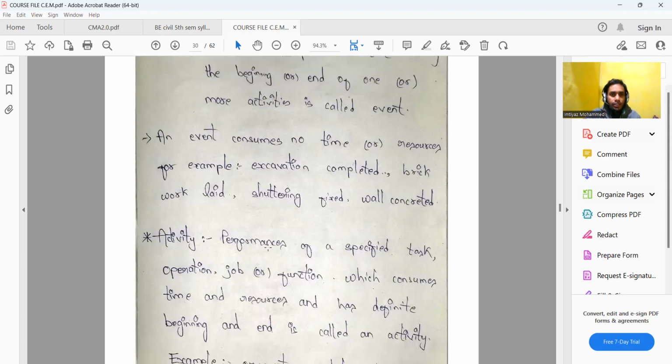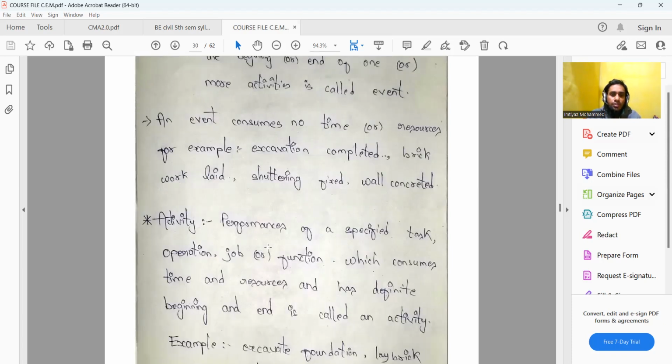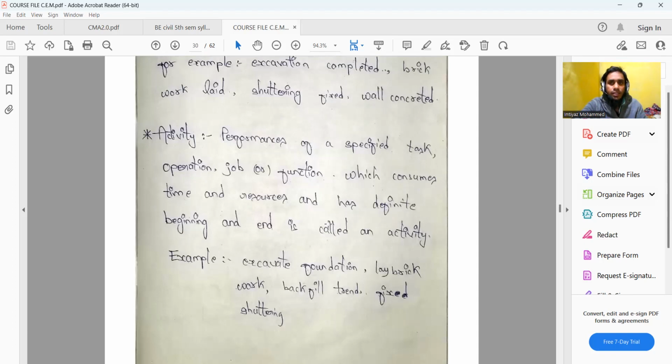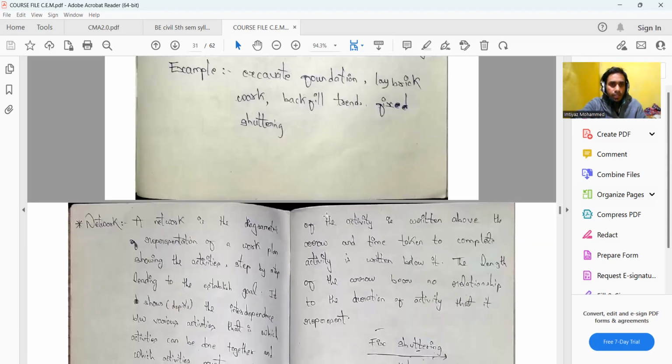Now activity is defined as a performance of any kind of task, operation, or job. This is related to the construction industry, and any activity would consume time and resources, and it has a definite beginning and end. For example, we have different activities in construction management, like excavation of foundation, brickwork laying, plastering of the wall, backfill of the site, site excavation, fixing shuttering, reinforcement works, etc. All these are activities which consume time and resources.